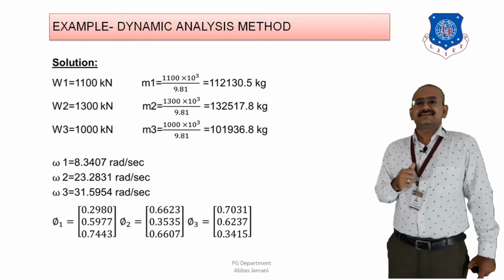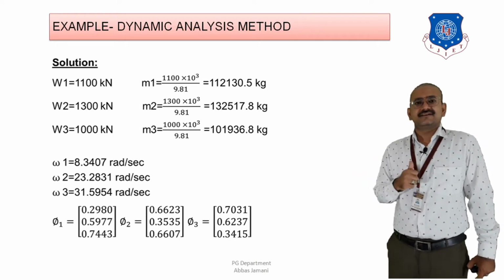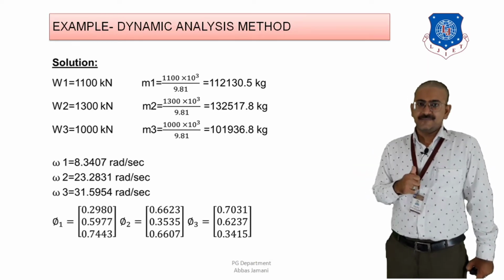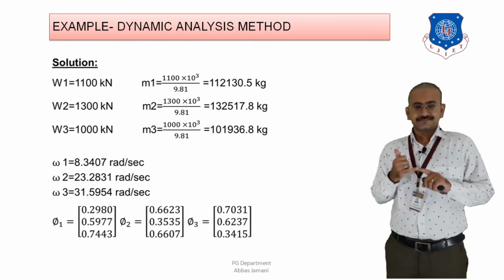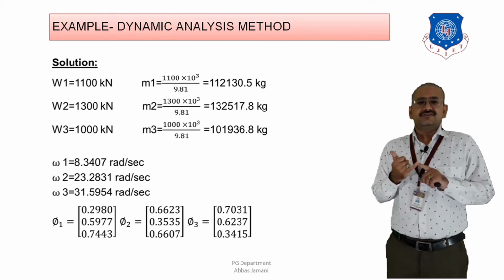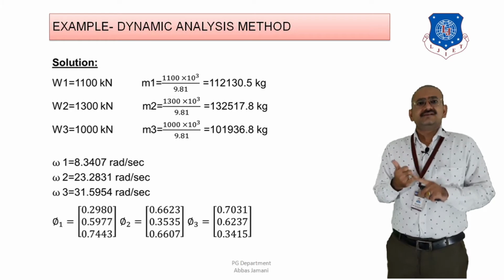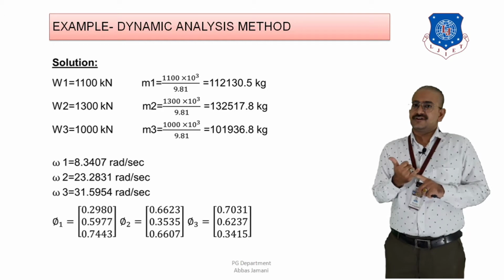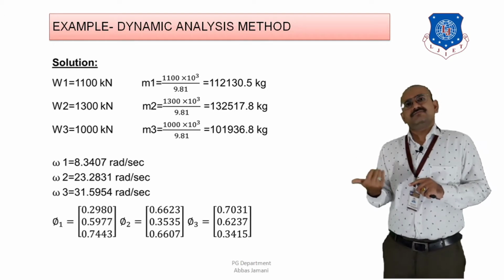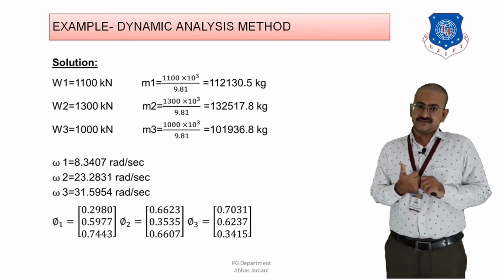Now in this example, or in this lecture that we are going to discuss today, we are going to discuss the first 3 steps. That is, we are going to calculate the mass, and based on the mass we are going to calculate the modal mass. Then after calculation of modal mass, we look at the modal mass participation calculation as well, and the further example will be continued in the next video, right?